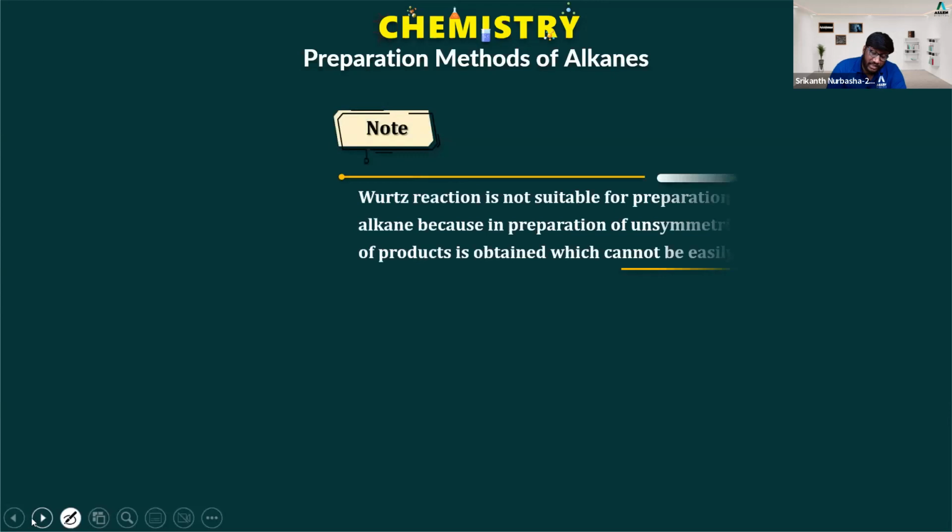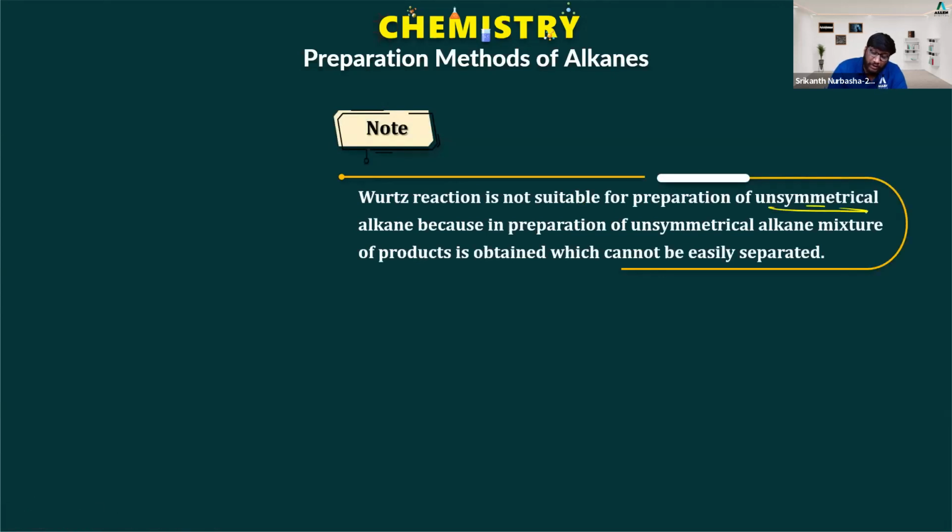The note is that Woods reaction is not suitable for the preparation of unsymmetrical alkanes, because in the preparation of unsymmetrical alkanes, a mixture of products is obtained which cannot be easily separated. I am getting a mixture of alkanes, so what type of method do I have to use to separate a mixture of hydrocarbons? Fractional distillation. We have applied fractional distillation earlier, like crude oil: crude oil contains a mixture of hydrocarbons, and we separated them into different fractions.